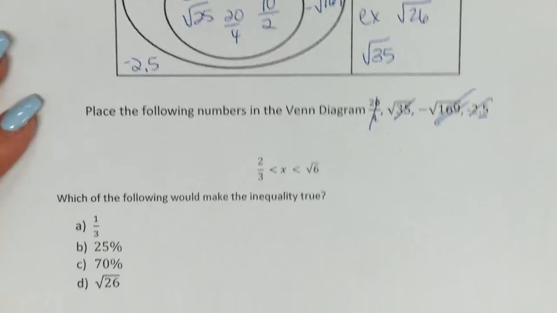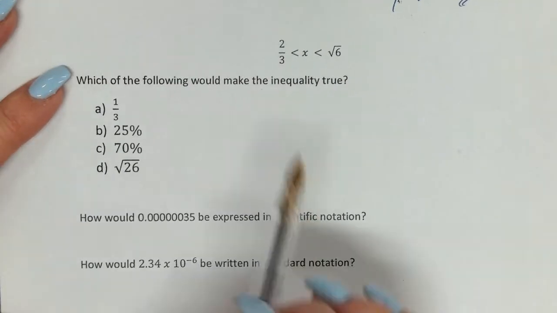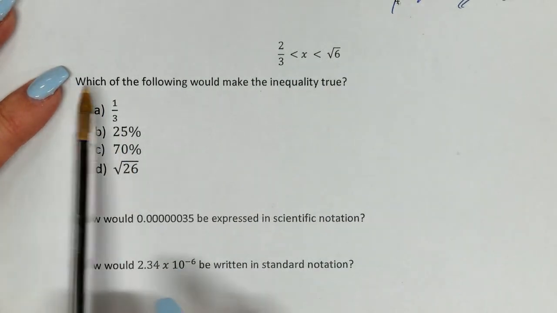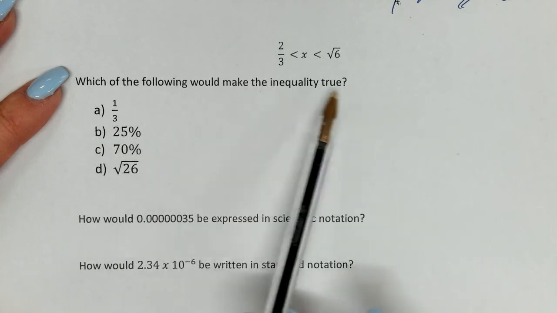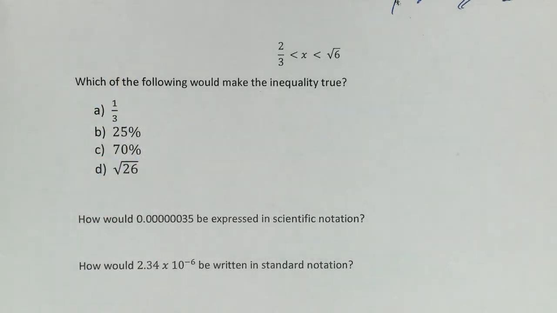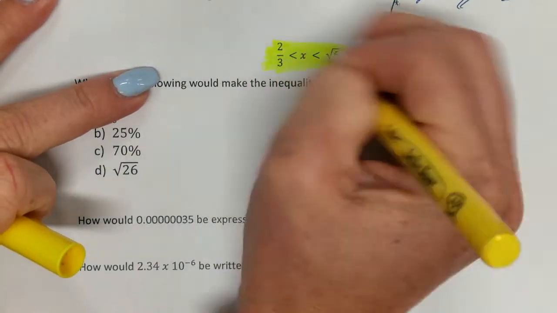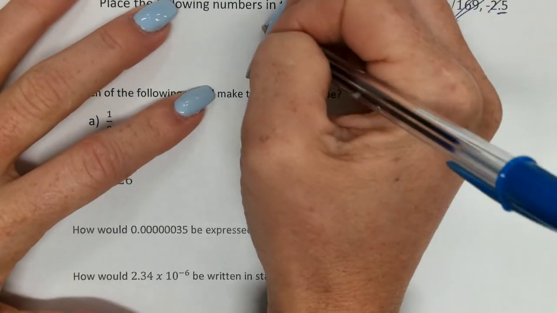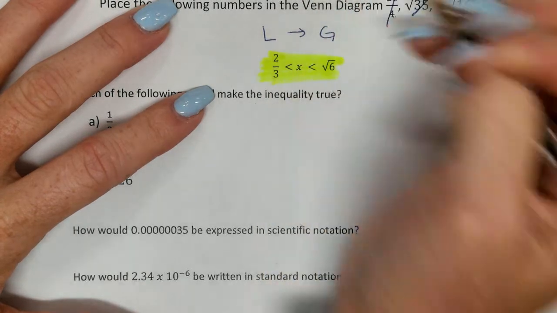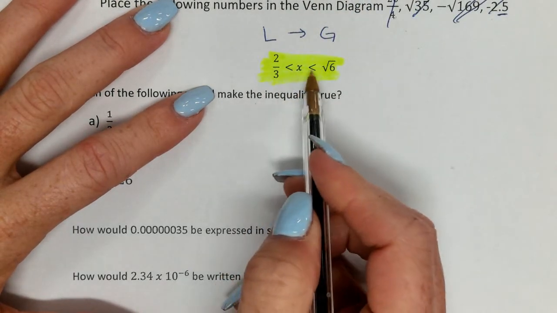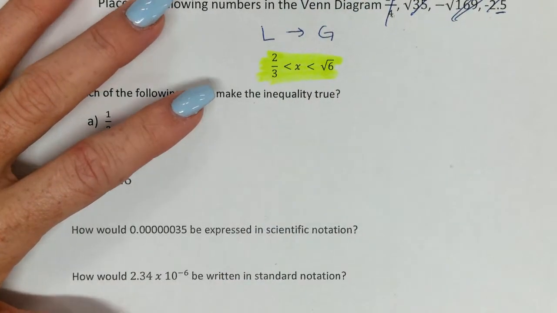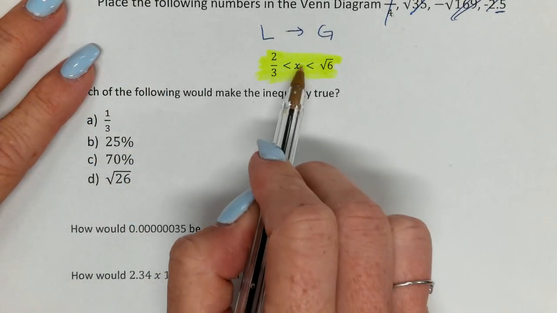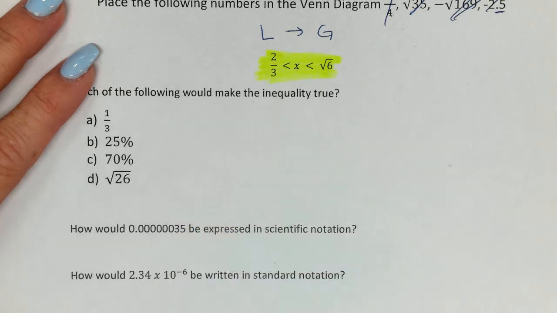Now let's look at another question. This is a question that I've seen on the STAR test every single year. And it says, which of the following would make the inequality true? Everybody look at this inequality. All this inequality is doing is saying this is from least to greatest, because this is the smallest, this is the middle, and that's the biggest. Do y'all see? So it's saying which number would fit right there between 2/3 and the square root of 6.